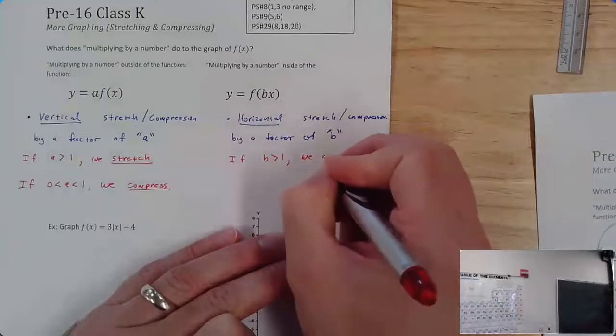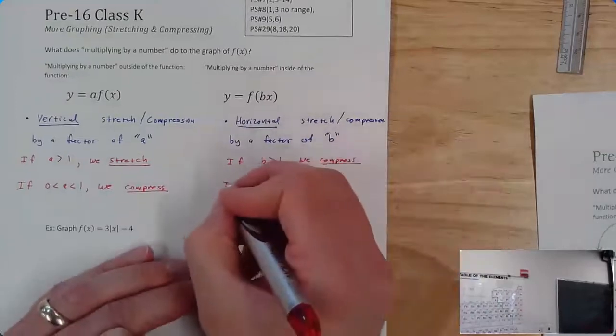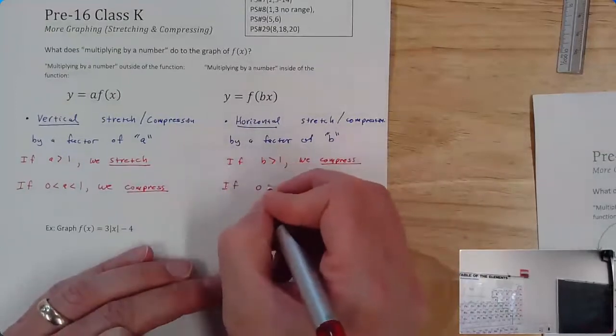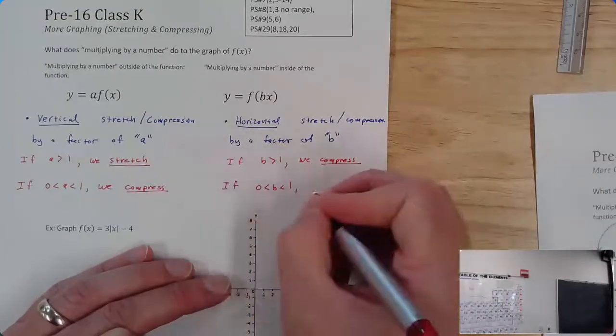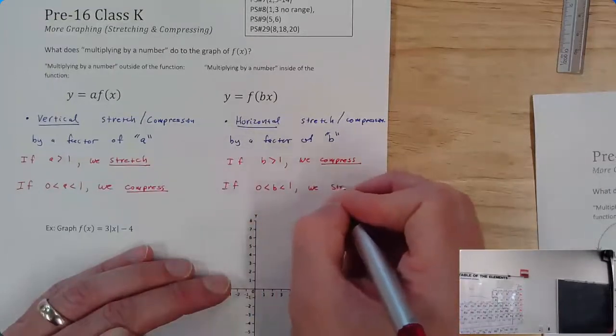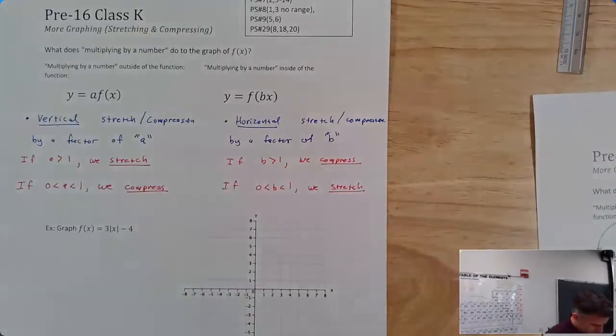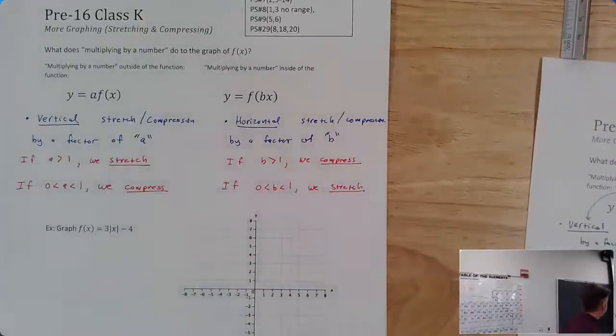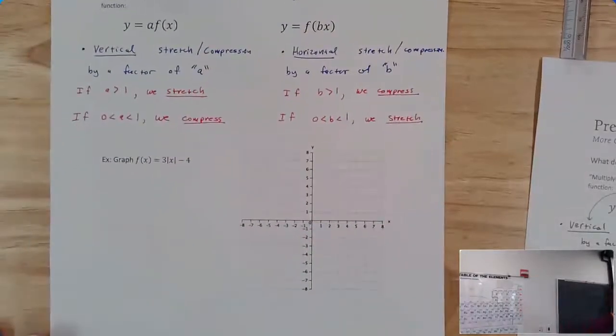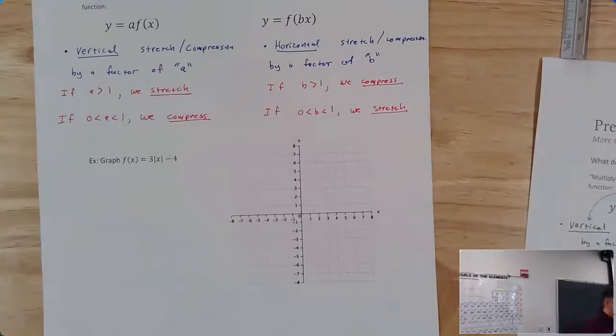And then on the flip side, if your B value is between 0 and 1, we're going to stretch or lengthen horizontally. Let's look at some examples. And I'm going to try and draw these out piece by piece. I'm going to do all the pieces.